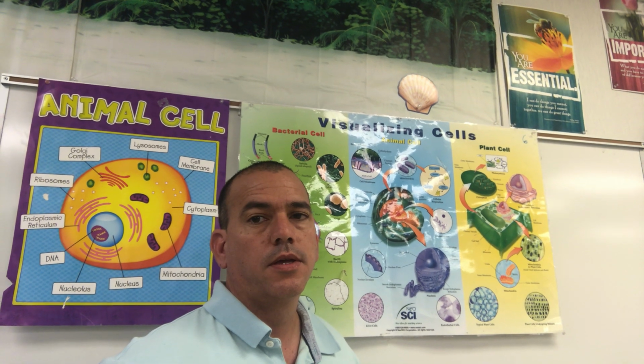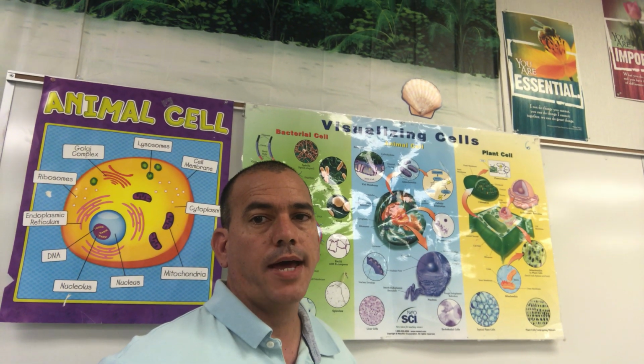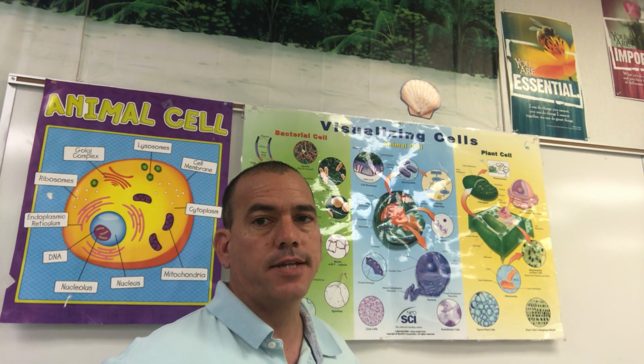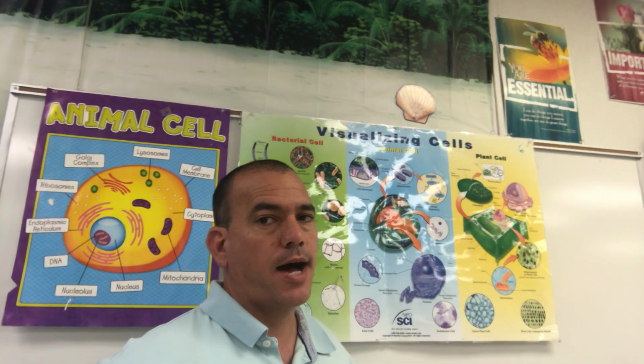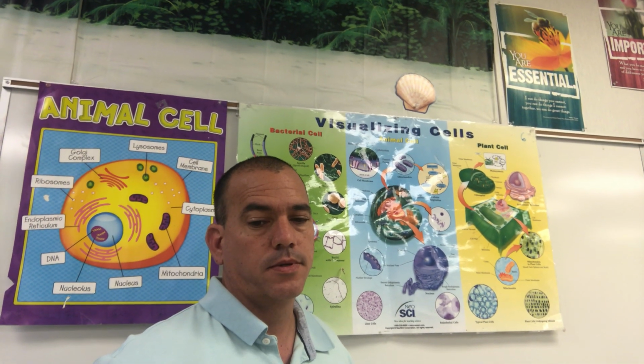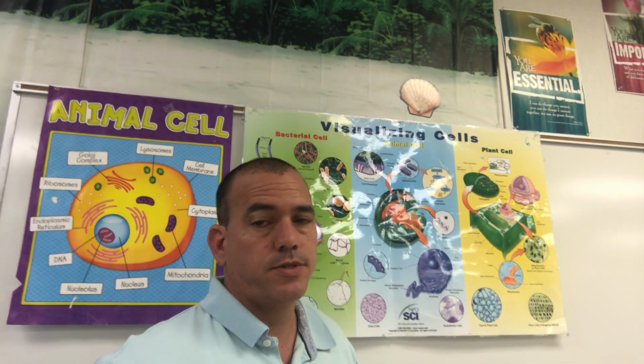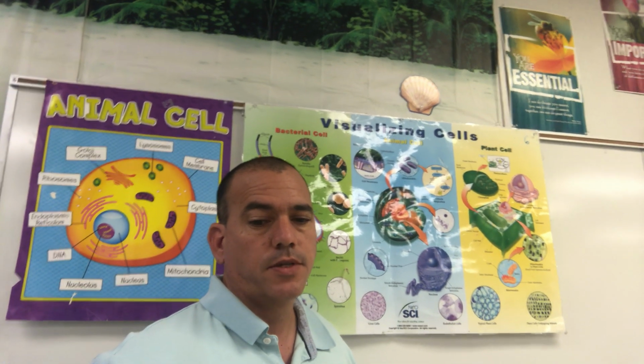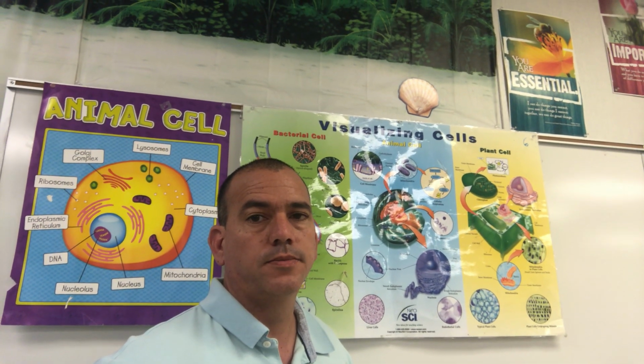All right, found in plant cells, not animal cells. That's the chloroplast. Makes sense because do we do photosynthesis? No. Next word, cell wall.